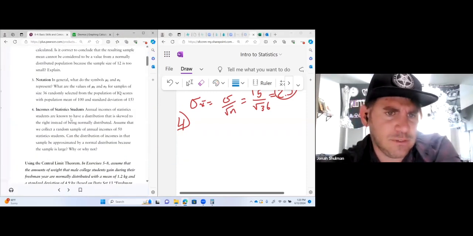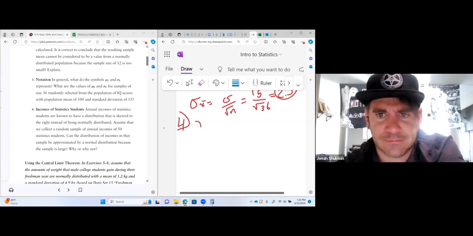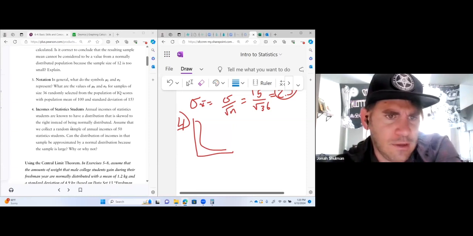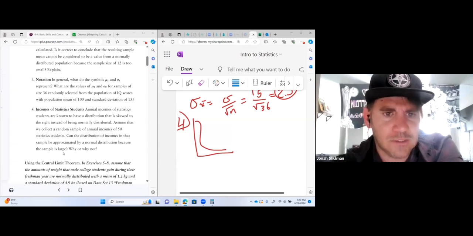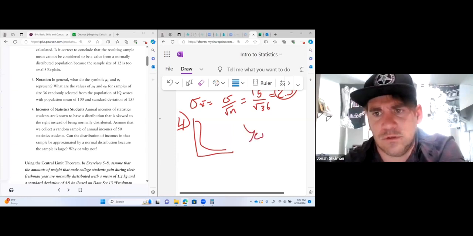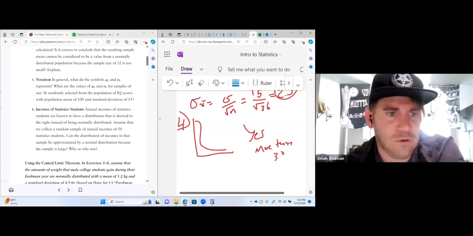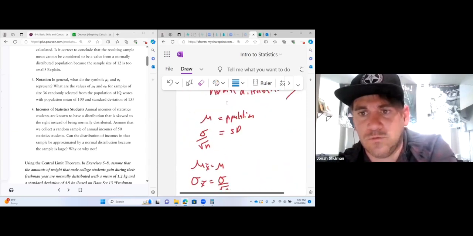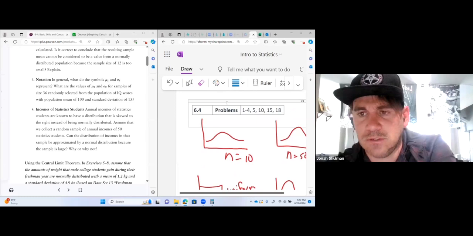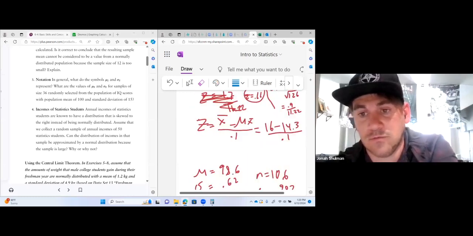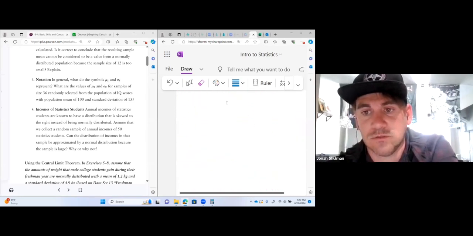Annual incomes of statistics students are known to have a distribution that is skewed to the right. Okay, cool. These are skewed to the right. Assume that we collect a random sample of annual incomes of 50. Yes, we can. More than 30. Awesome. All right, that was 1 through 4. Nothing too crazy about it. Hopefully 5 and 10 and 15 will give us one to actually do, because I want to do one.